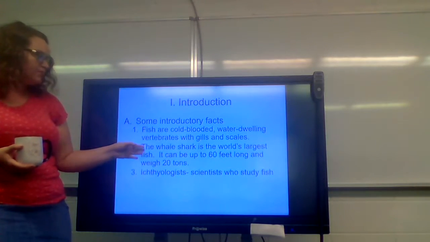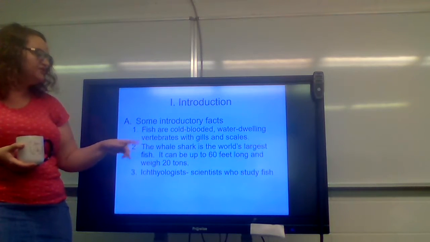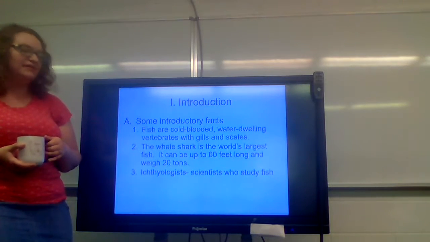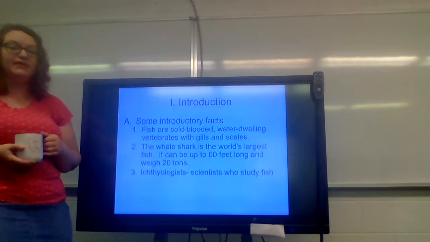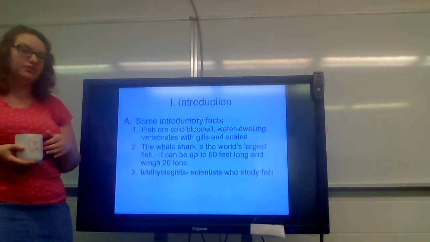All right. The whale shark is the world's largest fish. It can be up to 60 feet in length and weigh up to 20 tons. So that is the equivalent of 20 elephants, basically. All right, think of that, 20 elephants, all compacted into one shark.